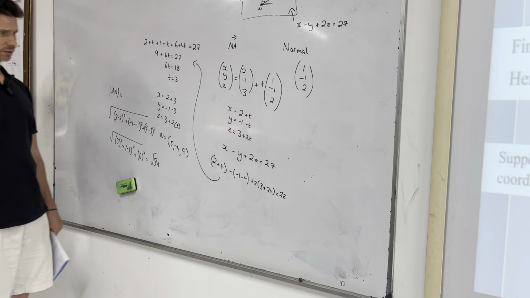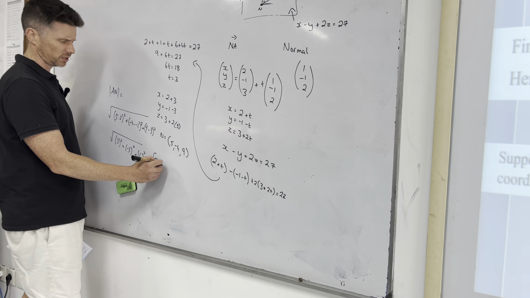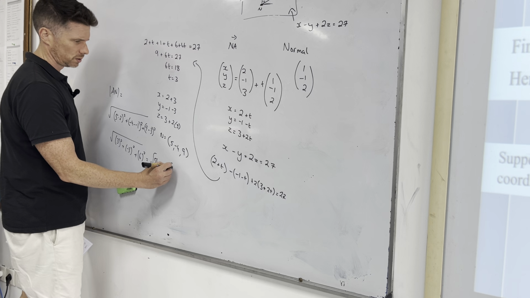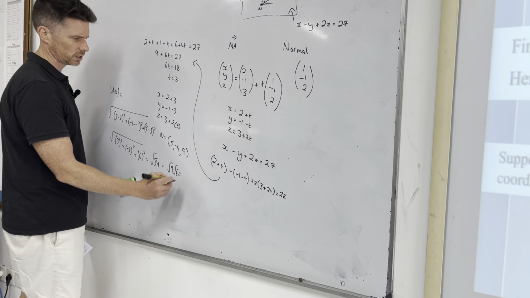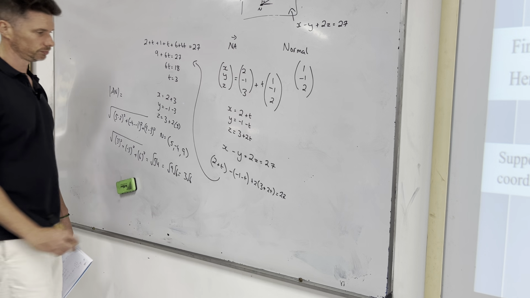Is it 3 root 6 or something? 3 root 6. Isn't that 9 times 6? Yeah, 9 times 6. Do you really have to simplify? Oh, it's just nice. Doesn't have units? Yeah. Oh yeah, units.